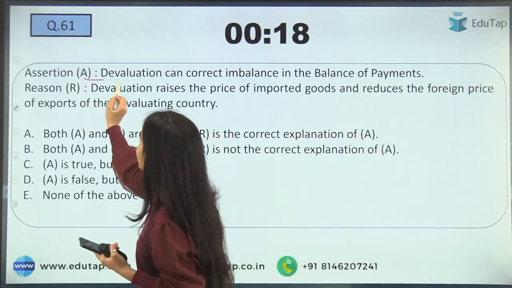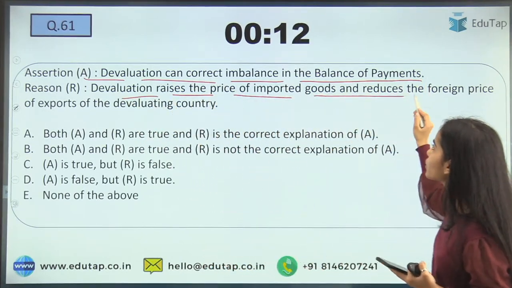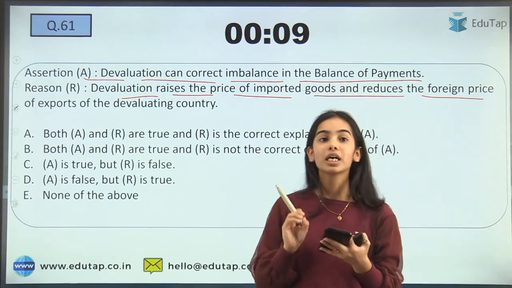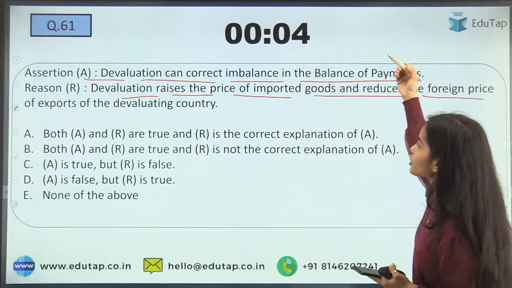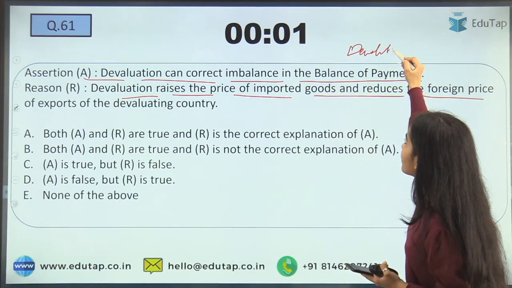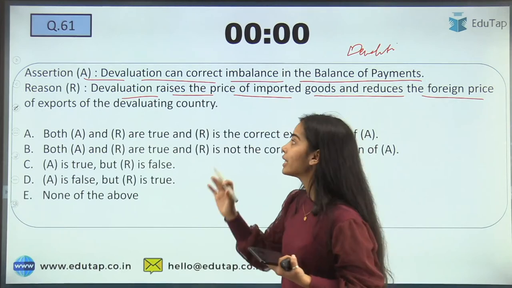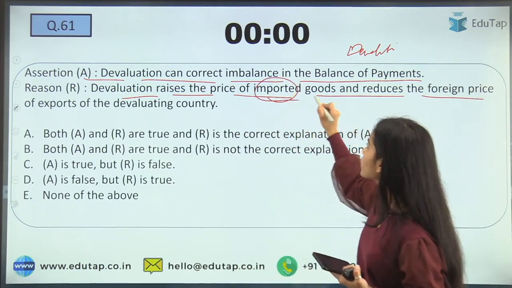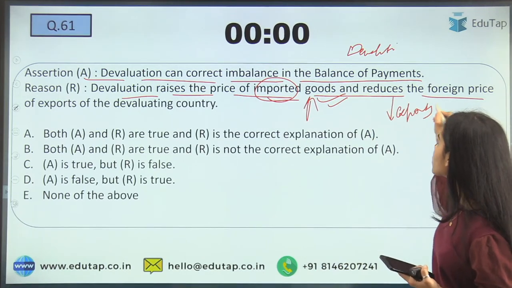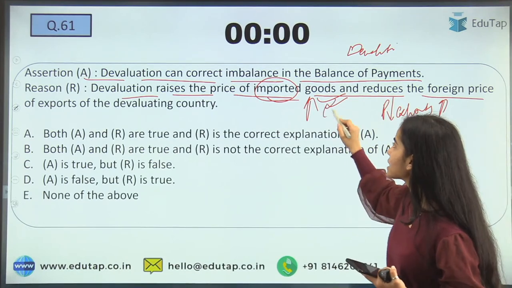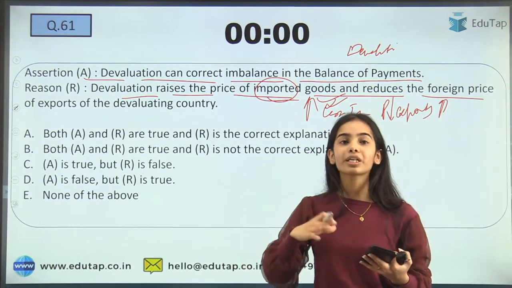Next question is, devaluation can correct imbalance in the balance of payments, or devaluation raises the price of imported goods and reduces the foreign price of exports of the devaluating country. So the statement is just saying that devaluation can correct imbalance in balance of payment. So what happens in devaluation? When your currency is depreciating, when your currency value is decreasing, then due to that the prices of imported goods increase, and it reduces the prices of exports. So more exports happen and less imports happen, and due to that our balance of payment becomes balanced, or it becomes better.